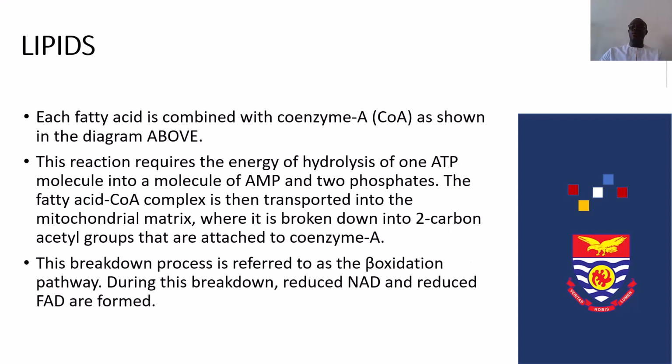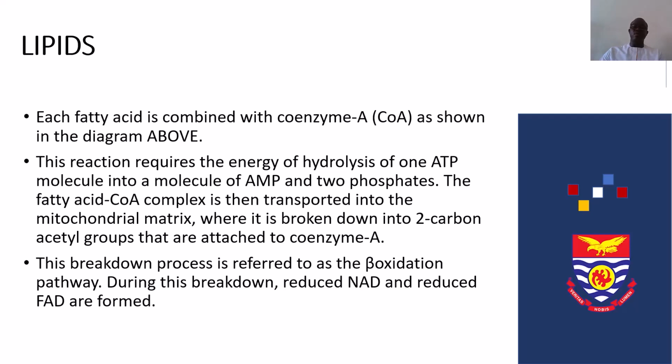Each fatty acid is combined with coenzyme A, as shown in the diagram above. This reaction requires the energy of hydrolysis of one ATP molecule into a molecule of AMP and 2 phosphates. The fatty acid coenzyme A complex is then transported into the mitochondrial matrix, where it is broken down into two-carbon acetyl groups that are attached to coenzyme A. This breakdown process is referred to as the beta oxidation pathway.